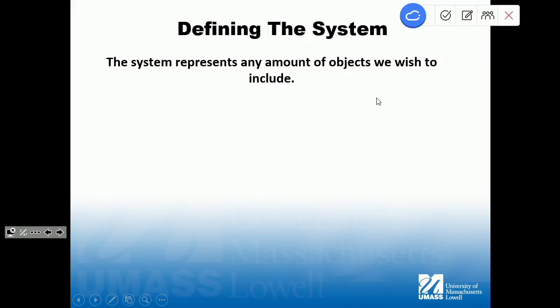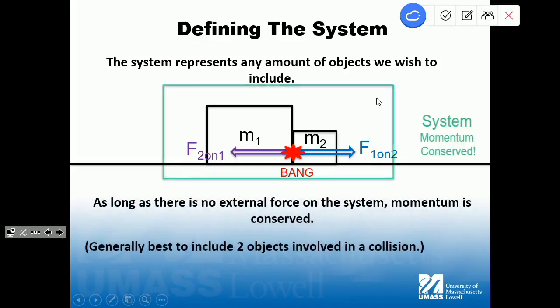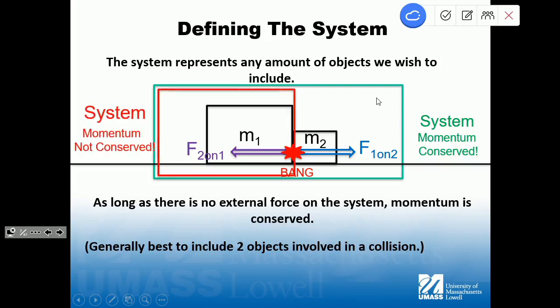Okay, so defining the system is your first step to conserving momentum, right? Your first step means you select all the objects that you're interested in as the system such that there is no external force acting on that system. So if I have two objects colliding, it's generally best to include both of them in the system. The idea being that no force is external to this system, so momentum of the system is conserved. If, on the other hand, I picked just M1, its momentum is not conserved, since M2 exerted a force. Everyone with me?